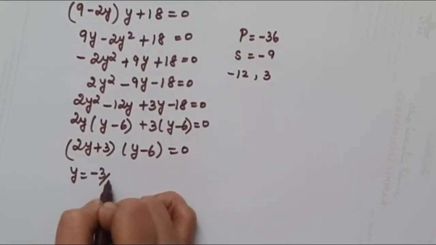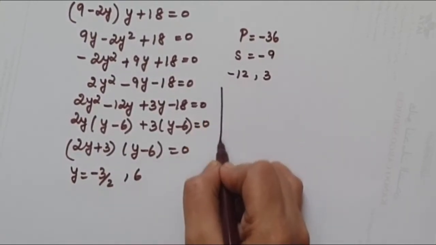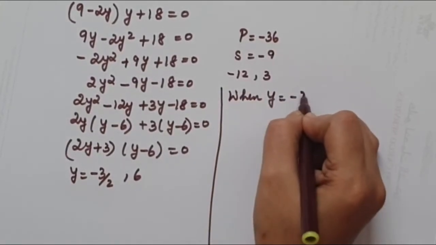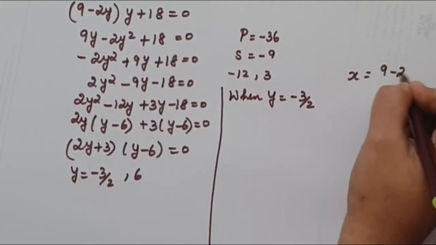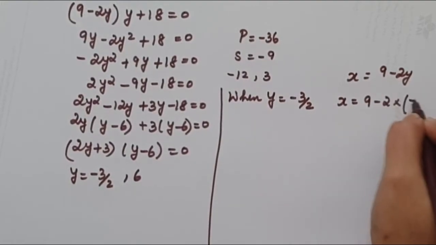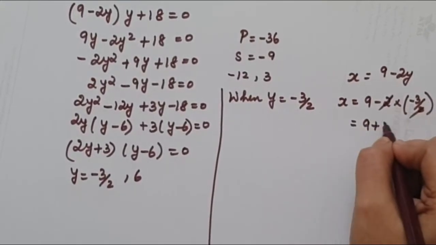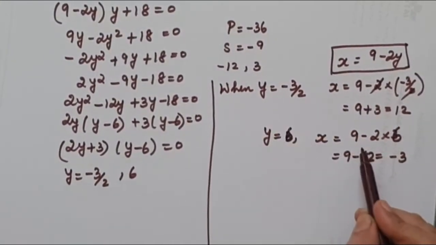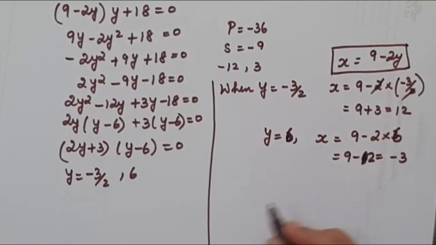So y will be equal to minus 3 over 2 and y will be equal to 6. Now we'll write it over here. When y equal to minus 3 over 2, our value for x will be equal to 9 minus 2y. So we'll replace in that, x equal to 9 minus 2 into minus 3 over 2. So this and this gets cancelled. It is 9 plus 3, so it is 12. When y equal to 6, x equal to 9 minus 2 into 6. So 9 minus 12, that is equal to minus 3.